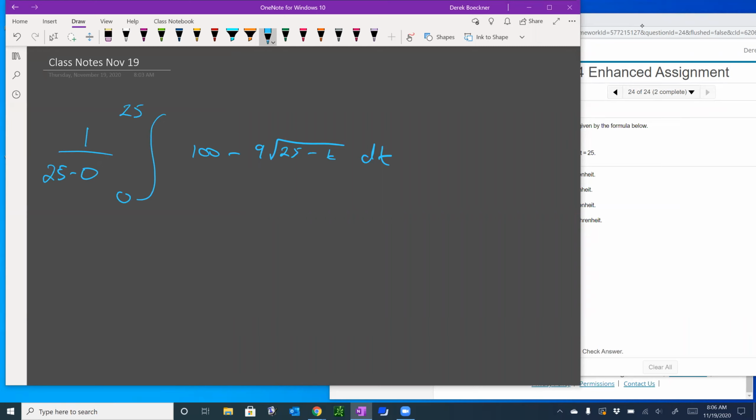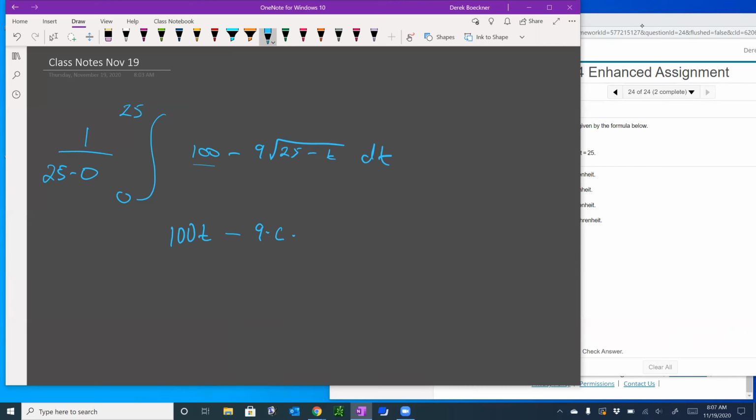So we need to find an antiderivative for this, basically. And we know how the power rule works. So that's going to be 100t. I'm going to have minus 9 times probably some constant times, well, this is a square root. This is like t to the 1/2. If I would have undone the 1/2 power, I would have had to start at a 3/2 power.